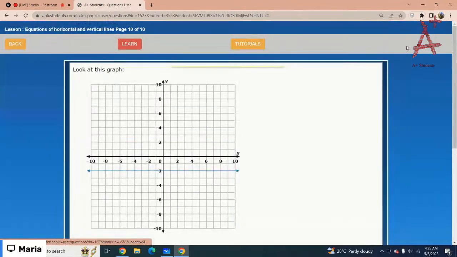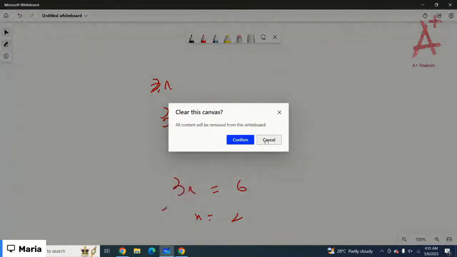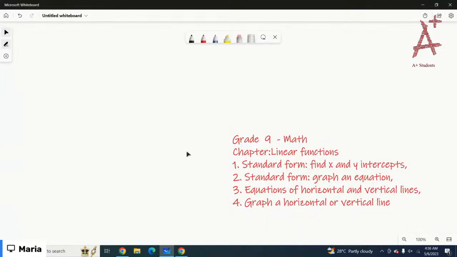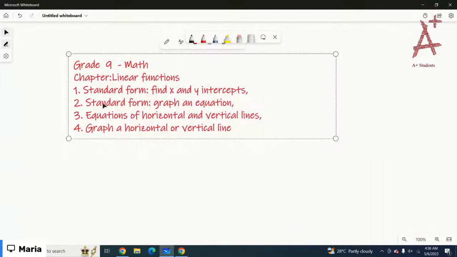Okay, we are done with the test. So we're working on grade 10 maths, on the chapter linear functions. The lessons we have covered today are standard form, find x and y intercepts, standard form, graph and equation, equations of horizontal and vertical lines, and graph a horizontal or vertical line. Please make sure before the next session you complete all the test questions for the lessons we did today.